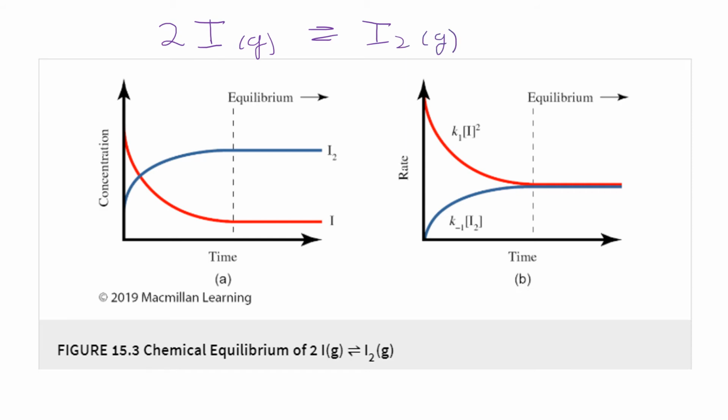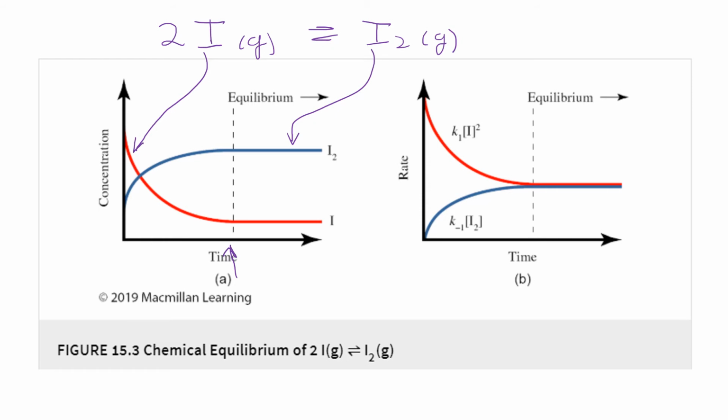So in this depiction, we are starting with iodine atoms, so that'll be the red line. And as the iodine atoms react, they're going to produce iodine molecules. So initially we don't have any of the iodine molecules, but then over time the iodine molecules are produced. And then at the time that's indicated here with the dotted line, equilibrium is reached, and the amount of iodine atoms and the amount of iodine molecules remains constant for all times after, because equilibrium has been reached.